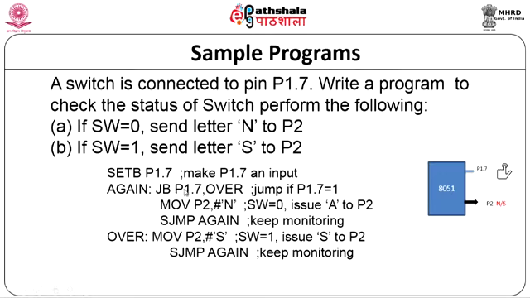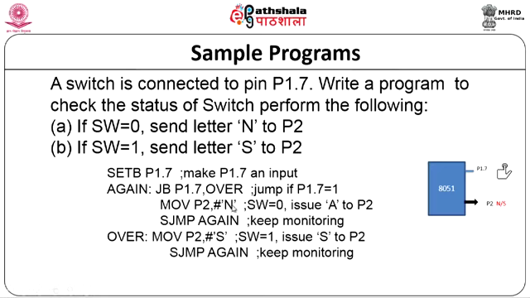If JB P 1.7 is not pressed, that means the switch is not pressed in this case. JB P 1.7 now takes a value of 0 only. So, if it is 0, then this condition fails, JB P 1.7 fails, so it comes down. When it comes down, I will be looking at MOV P2, #'N'.